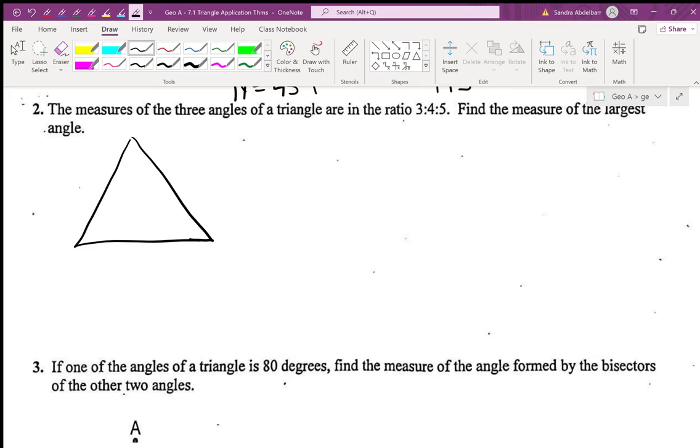A variable. Excellent. So instead of 3, it's now 3x. Instead of 4, it's 4x. Instead of 5, it's now 5x. And we want to find the measure of the largest angle. In order to find the measure of the largest angle, we need to solve for x. Any ideas on how we can solve for x?